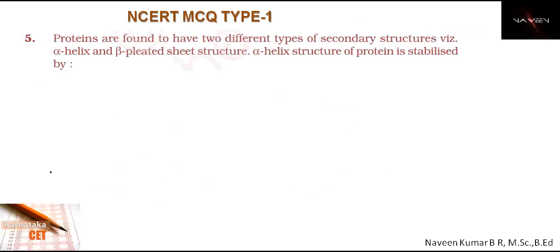I will move to the next question. Proteins are found to have two different types of secondary structures. So we know that the two types of secondary structures are alpha helix and beta pleated sheets.